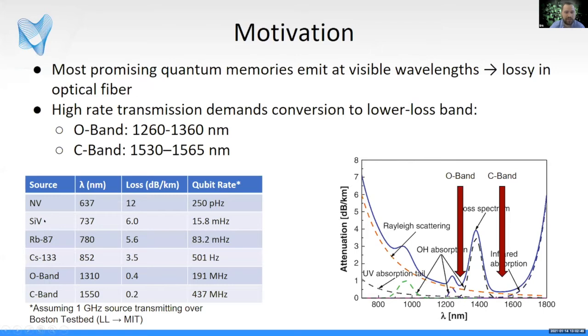So just to get a sense of how impactful this could actually be, if you were to have one of these very popular quantum memories emitting at their native wavelength, this is a table that shows the loss per kilometer. And then if you were transmitting this memory at a 1 gigahertz rate over the Boston testbed, so going from Lincoln Laboratory to MIT, which is a 43-kilometer fiber link, these are kind of the rates that you would get at the end of that. So you can see that it's basically impossible to have a functional quantum network using memories operating at their native wavelengths, and you really need to be converting to one of these lower loss bands.